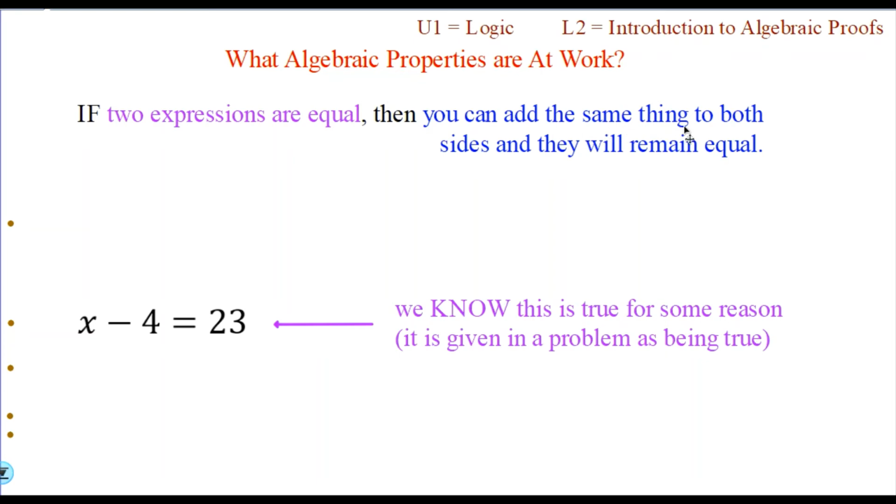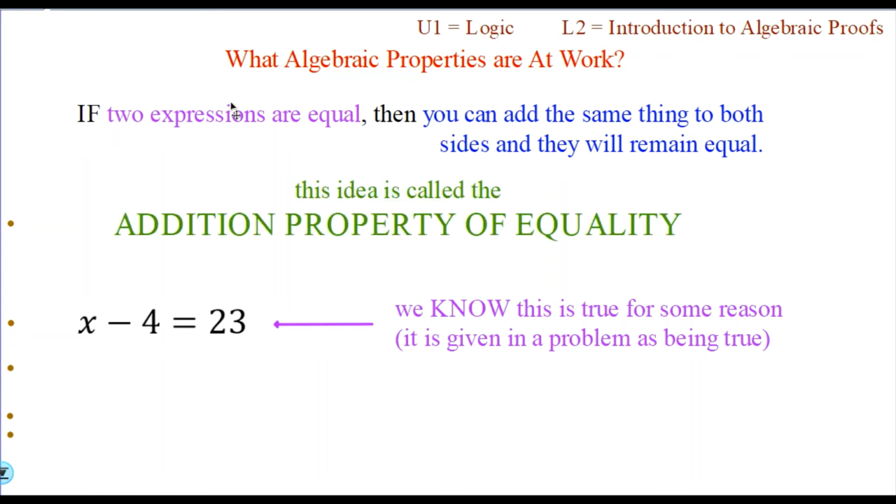Then, if that's true, the conclusion is going to be true. You can add the same thing to both sides, and they will remain equal. You don't have to say, if two expressions are equal, then you can add the same thing to both sides and they'll remain equal. All you have to say is, this is the addition property of equality. That's what this statement is called. So to use the addition property of equality, we can add the same thing to both sides. We can add 4 to both sides.